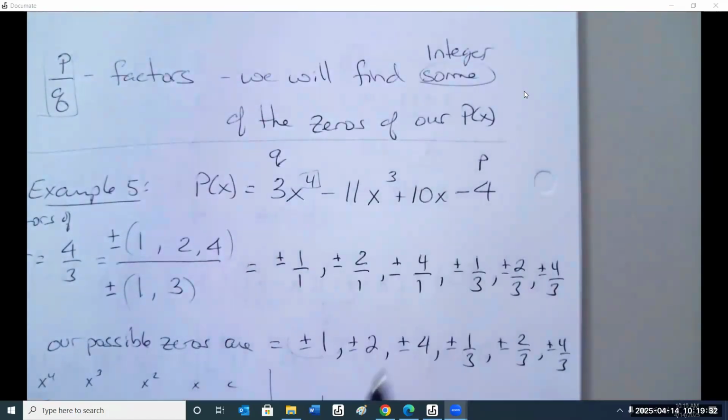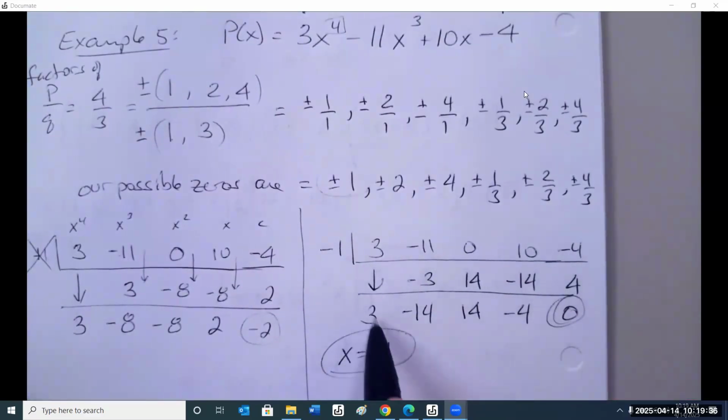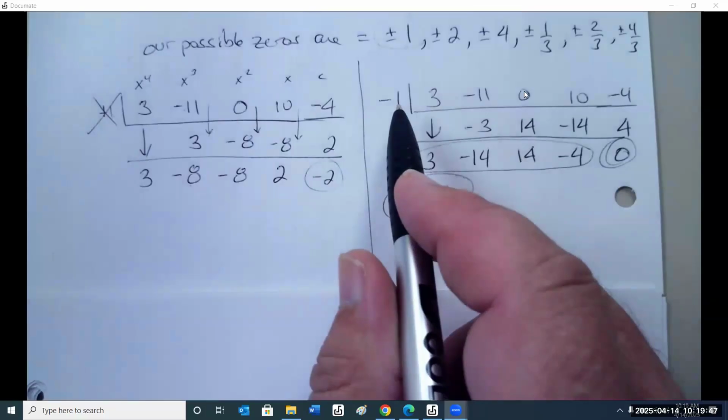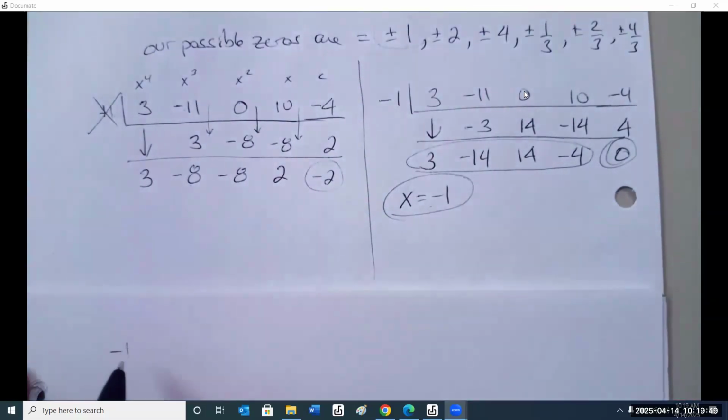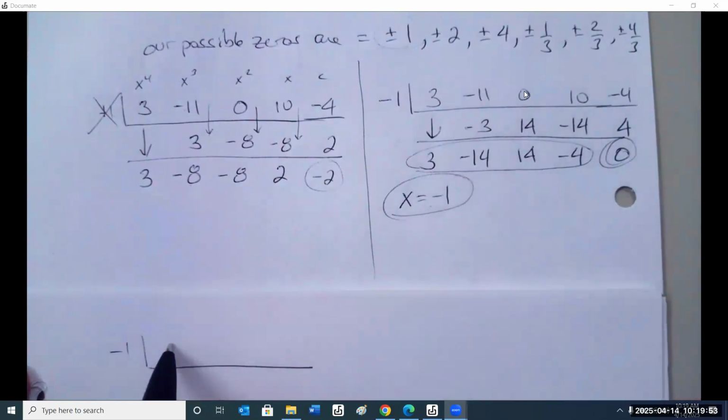We know we have to have 4 answers, so we found one of them. We don't have to use the original one anymore. Now we start from this reduced one. We always start with negative 1 again, in case you have a multiplicity. Now we use these: 3, negative 14, 14, negative 4.